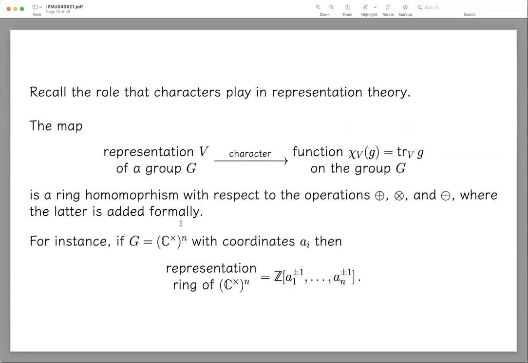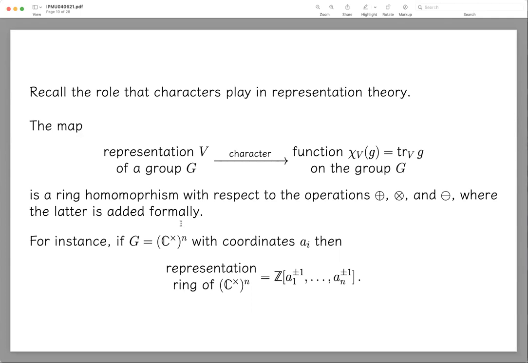And so maybe I'll start from just basic representation theory. In representation theory, a very important thing is characters. So we have a representation of a group, we associate its character, which is a function on the group, namely the trace of an element of the group in the representation.